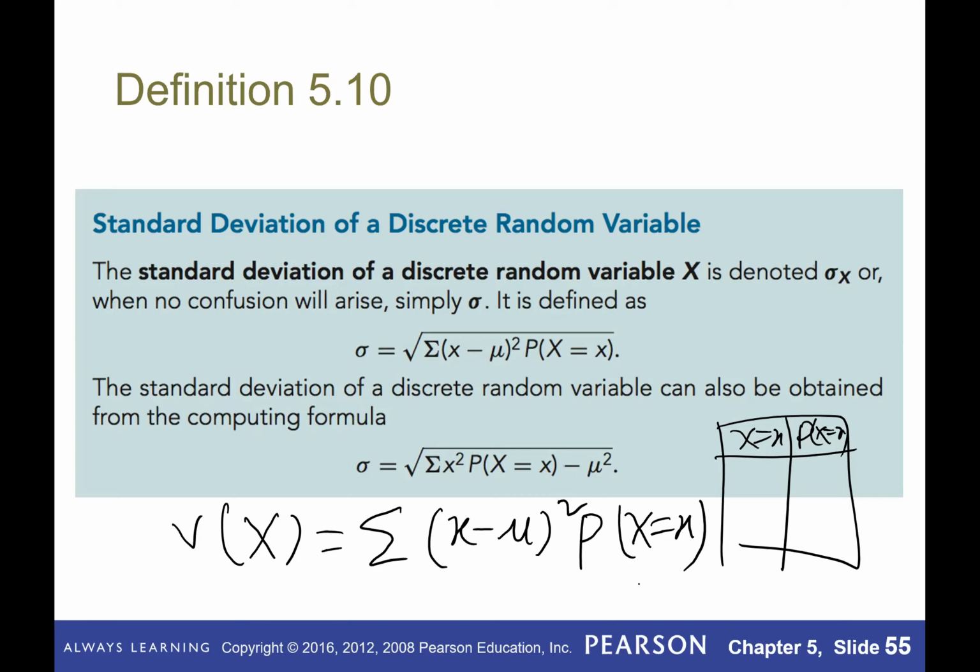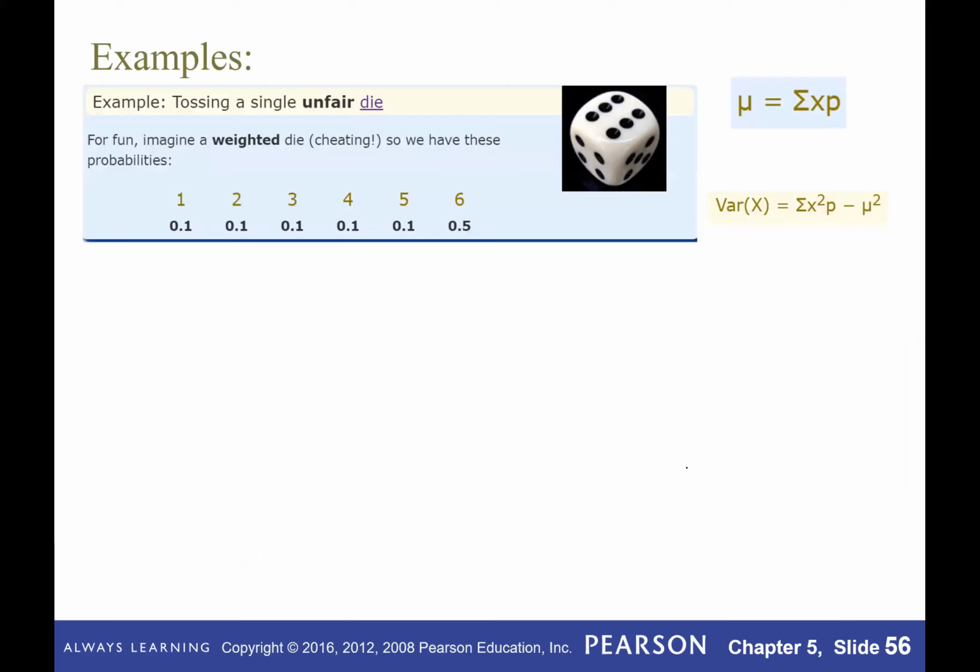And what is the standard deviation? We already know that the standard deviation is the square root of the variance. So if you take the square root of the variance, that will be the standard deviation sigma. Okay, so we'll go over some examples, then it will be more clear to you. So let's consider this example.